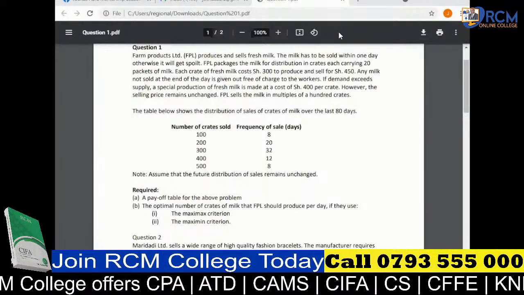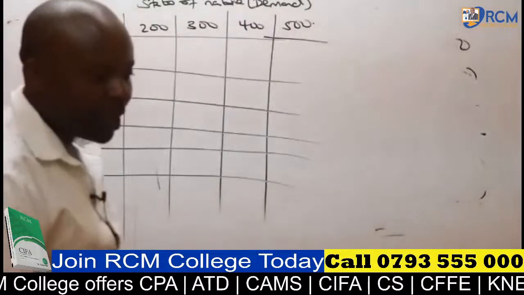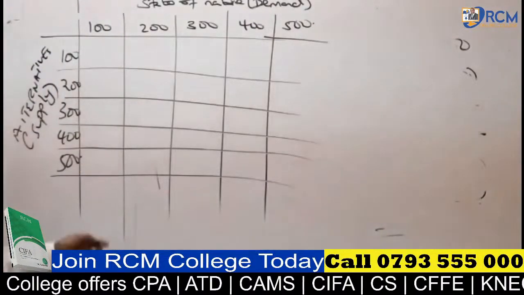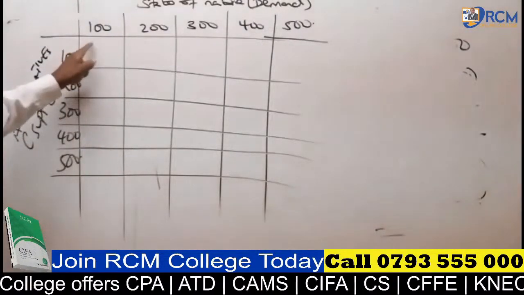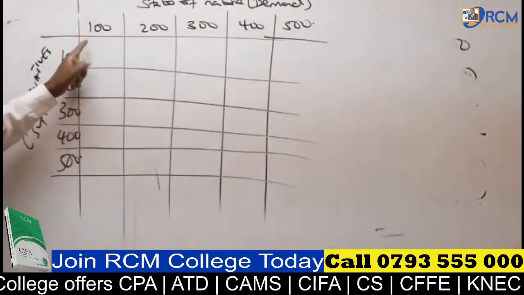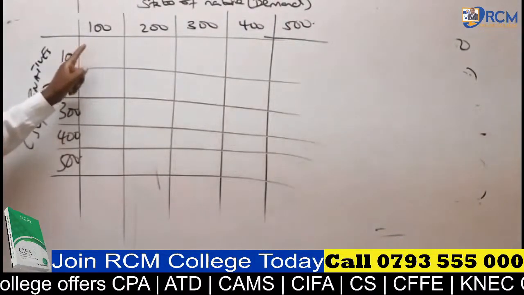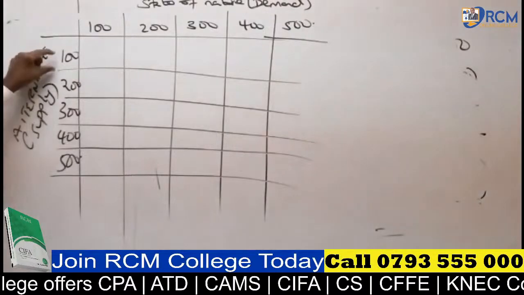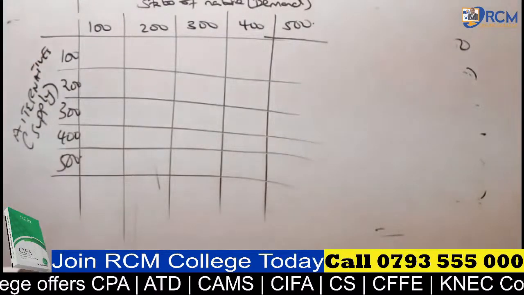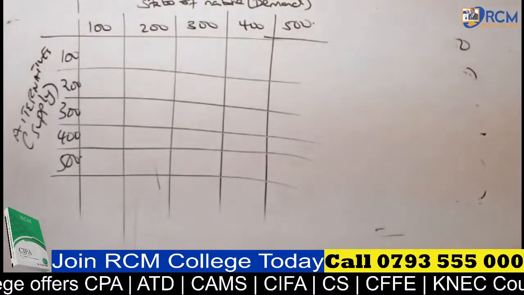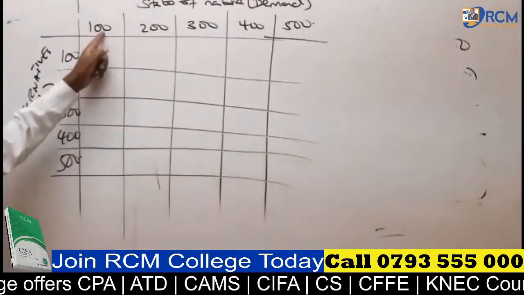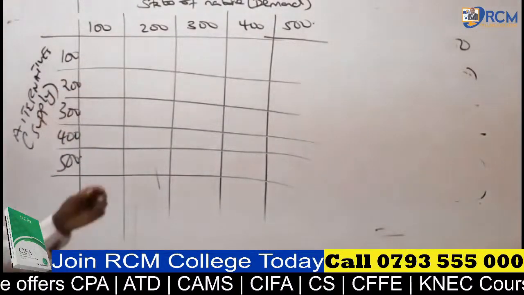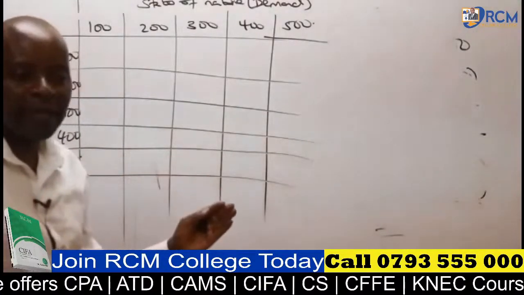So, ladies and gentlemen, where do we begin from? Look at my first cell. In the first cell, what are the outcomes? We have produced 100 crates of milk, and that's what we have taken to the market. And how many of them have been demanded? The demand is 100. That is what we call a perfect match.